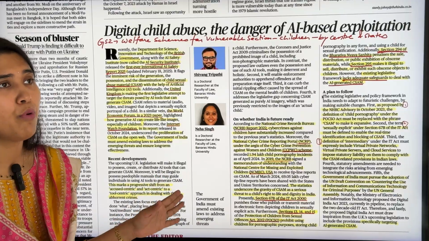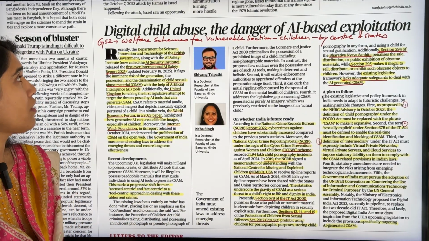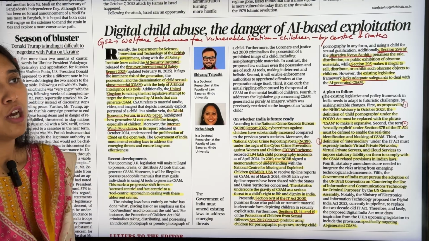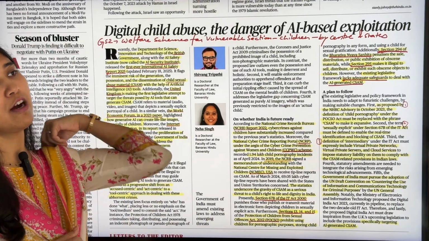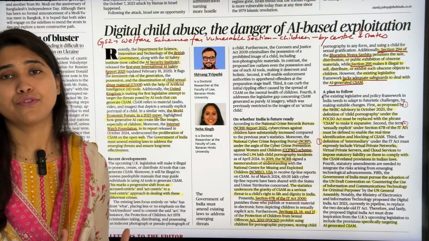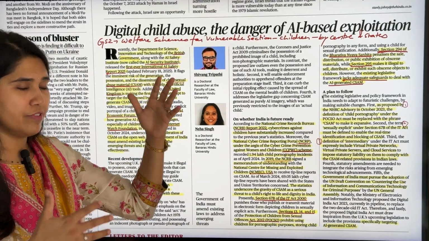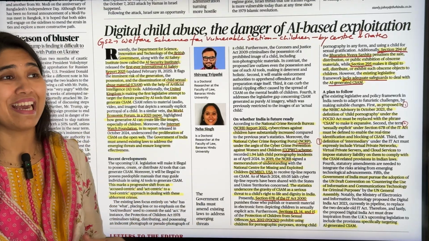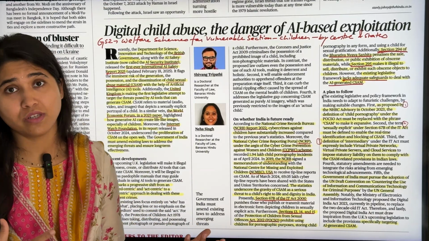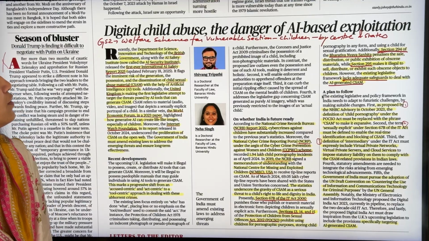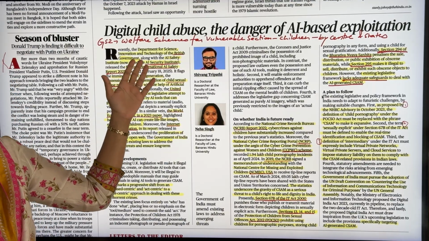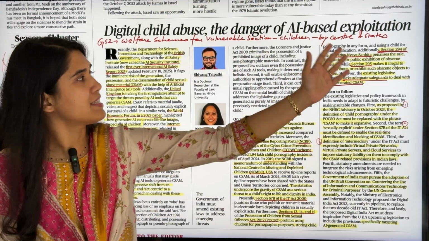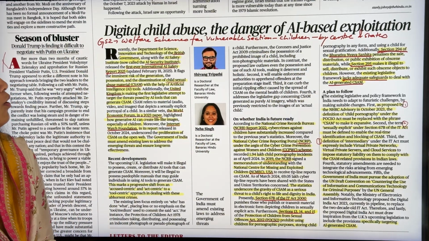Now this article is very important from both the prelims and mains point of view. Digital child abuse, the danger of AI-based exploitation. So AI, right now, recently India also held a conference with France, which led to AI. Before that there was a third conference, okay, the AI safety conference. It was a conference on AI safety, right? So this comes under GS paper 2, welfare schemes for vulnerable sections, which includes children, a highly vulnerable population, by the center and states. Okay, so what is happening here?